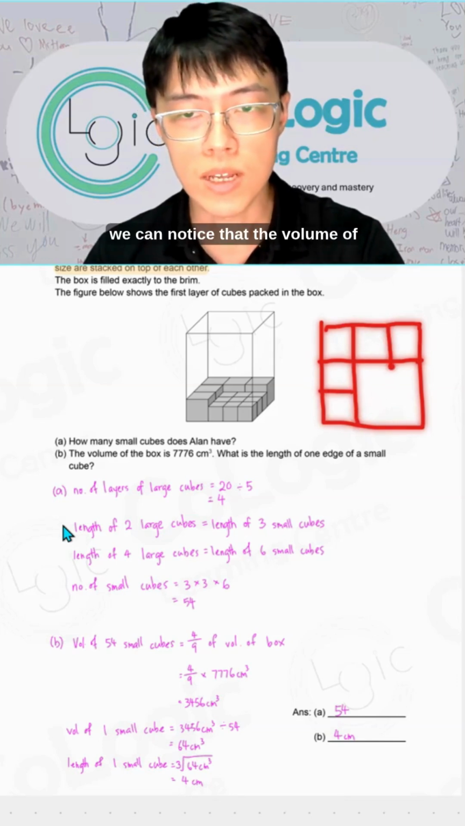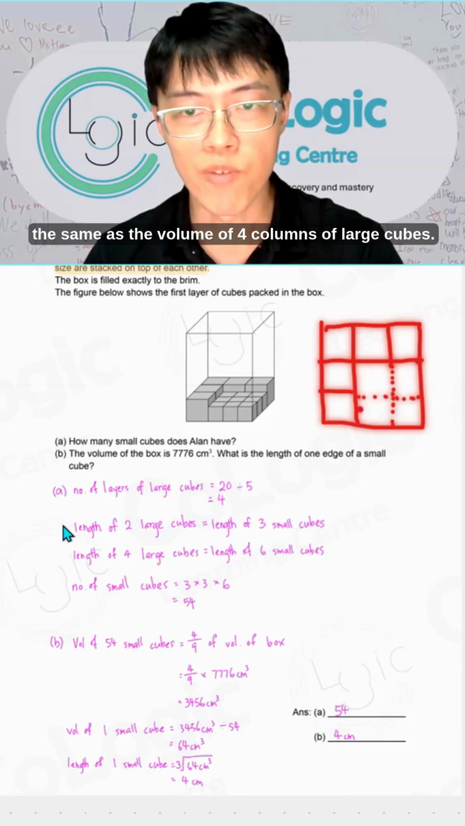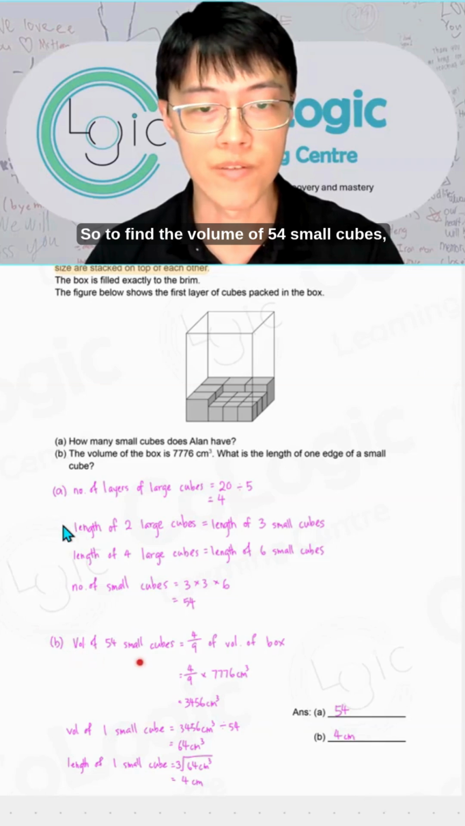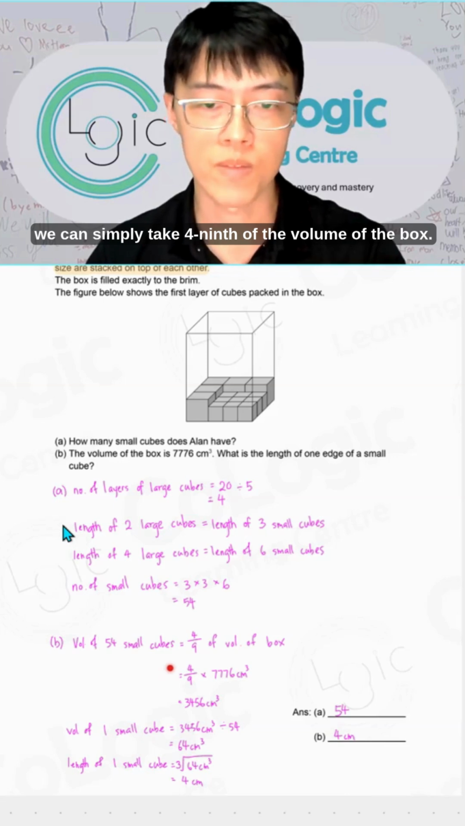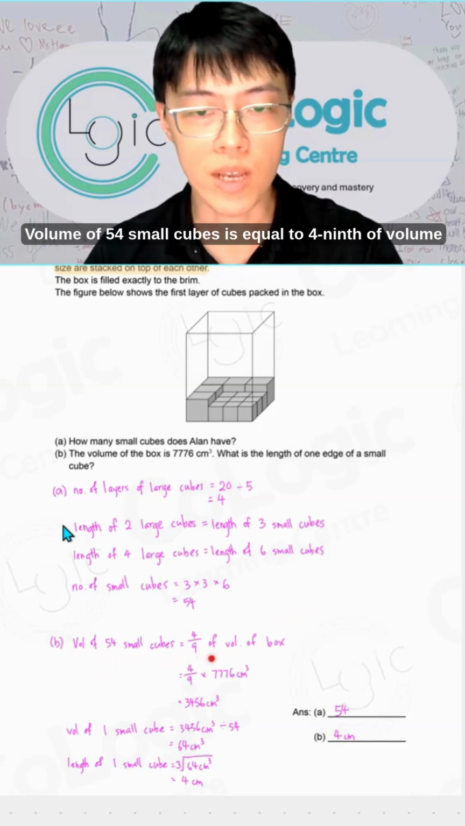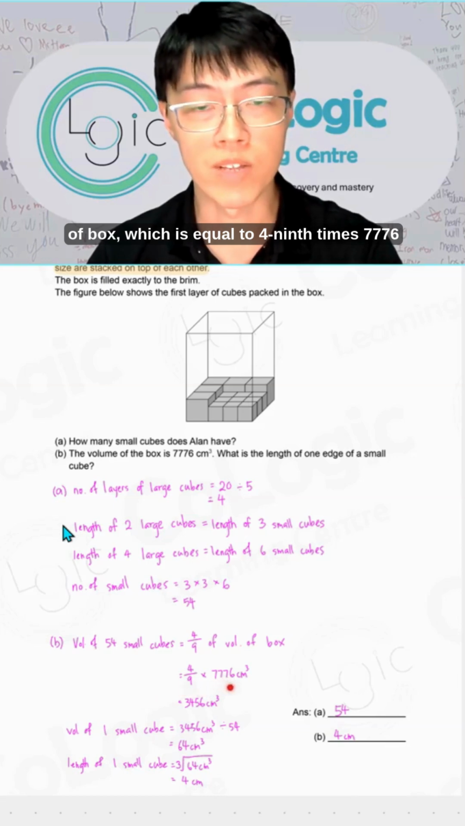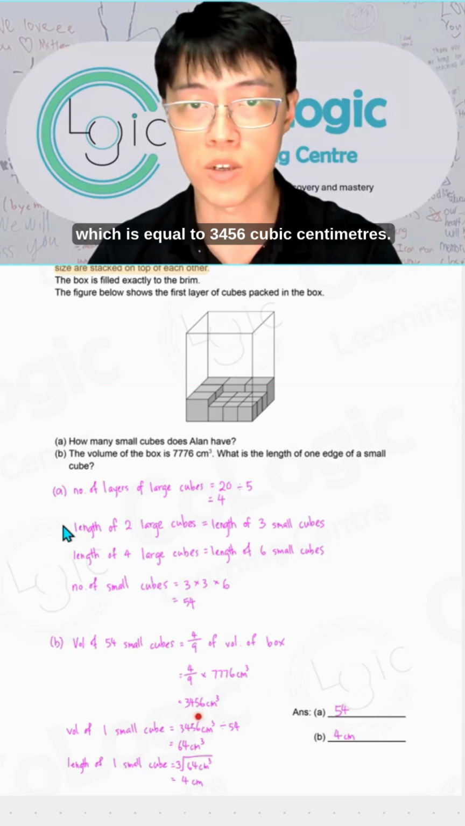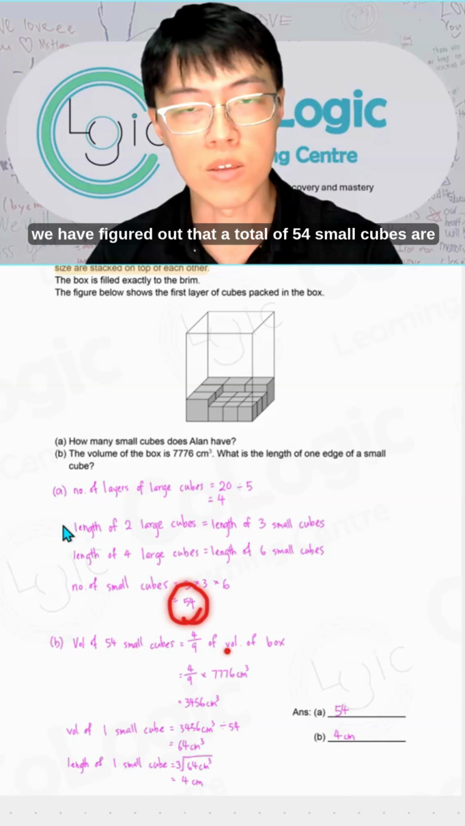And we can notice that the volume of the small cubes is the same as the volume of 4 columns of large cubes. So to find the volume of 54 small cubes, we can simply take 4/9 of the volume of the box. So write our equation as such. Volume of 54 small cubes is equal to 4/9 of volume of box, which is equal to 4/9 times 7,776 cubic centimeters, which is equal to 3,456 cubic centimeters.